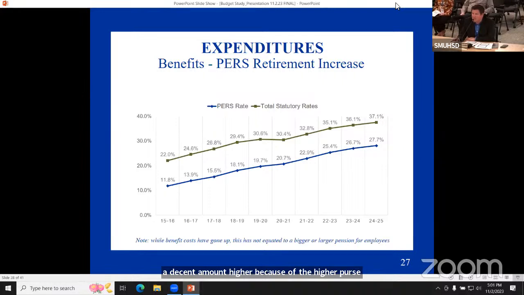So that's 26.68% on the PERS side. Overall, a 36.1% driven rate for our classified employees.